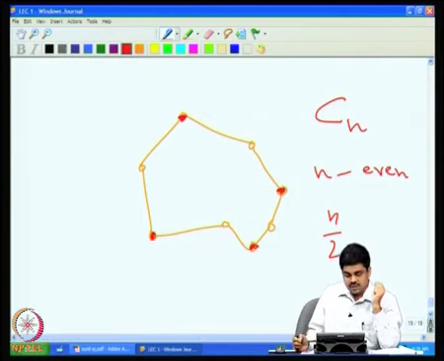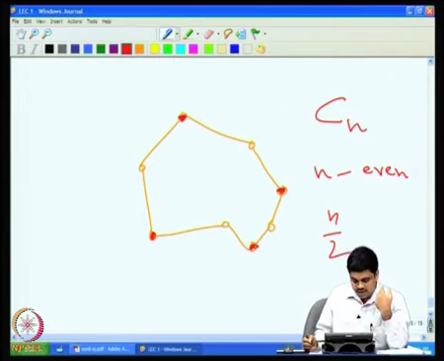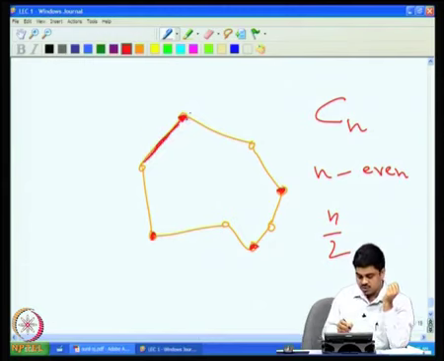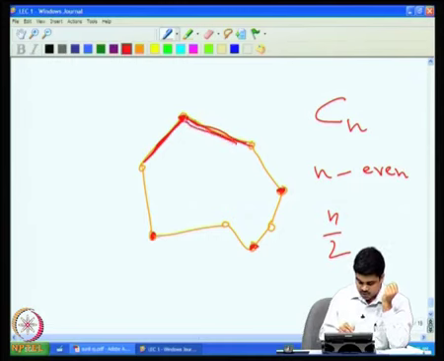But then the question is, is it possible to do it with fewer than n by 2 vertices? Without much difficulty, we can see that it is not possible, because if you look at each red vertex here, it is only covering 2 edges. The degree of a vertex, meaning the number of edges incident on the vertex, is called the degree. The degree of this vertex is only 2.